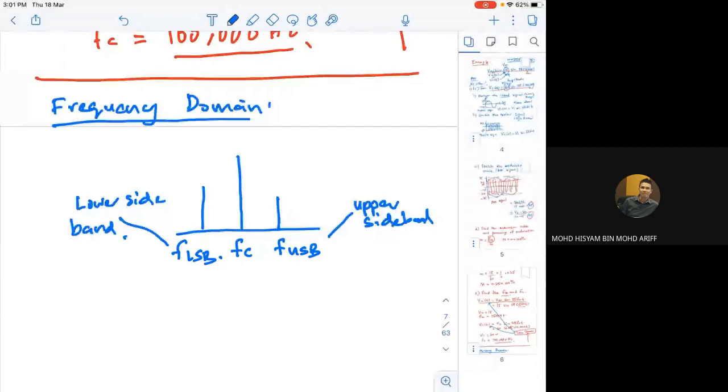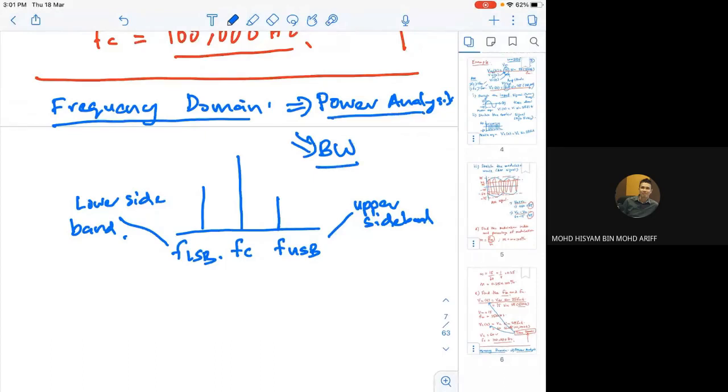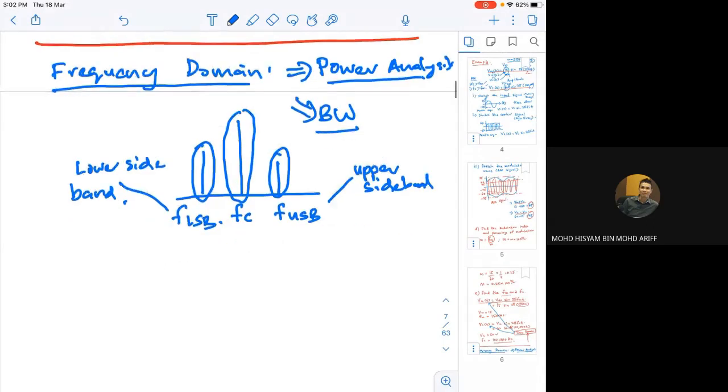Now, some of you said, sir, why do we need to study frequency domain? Frequency domain is related with the power analysis, and related with bandwidth. Then from here, this one we can also describe as a power sideband.